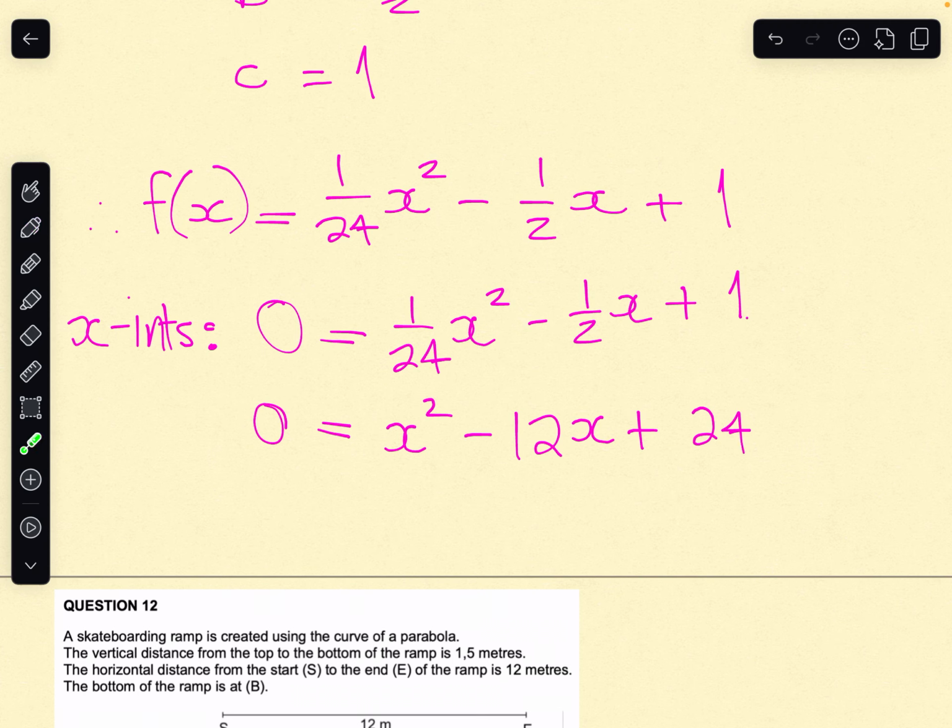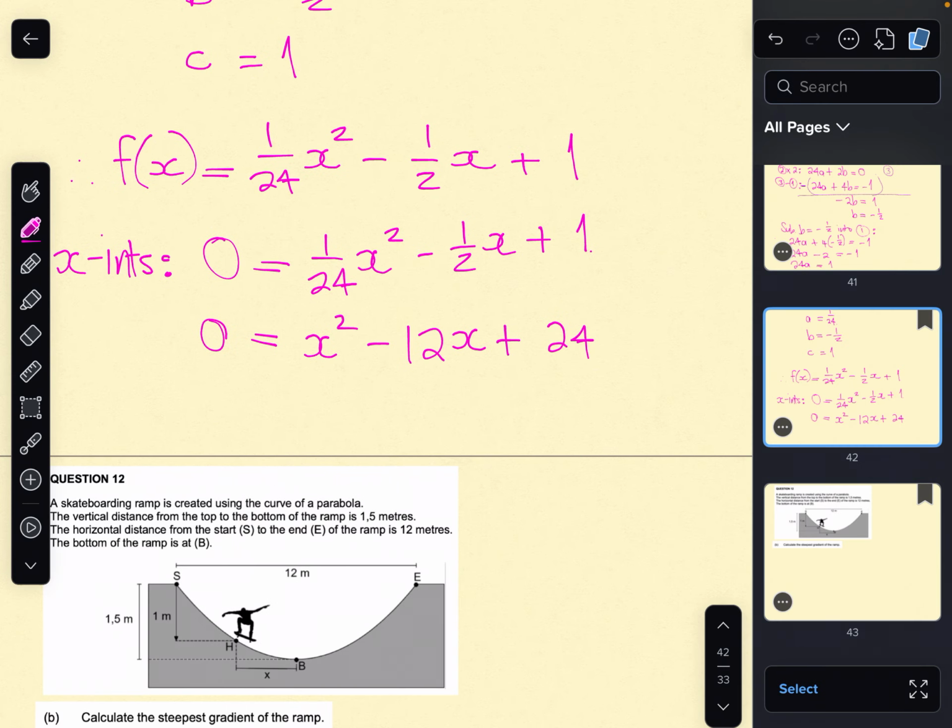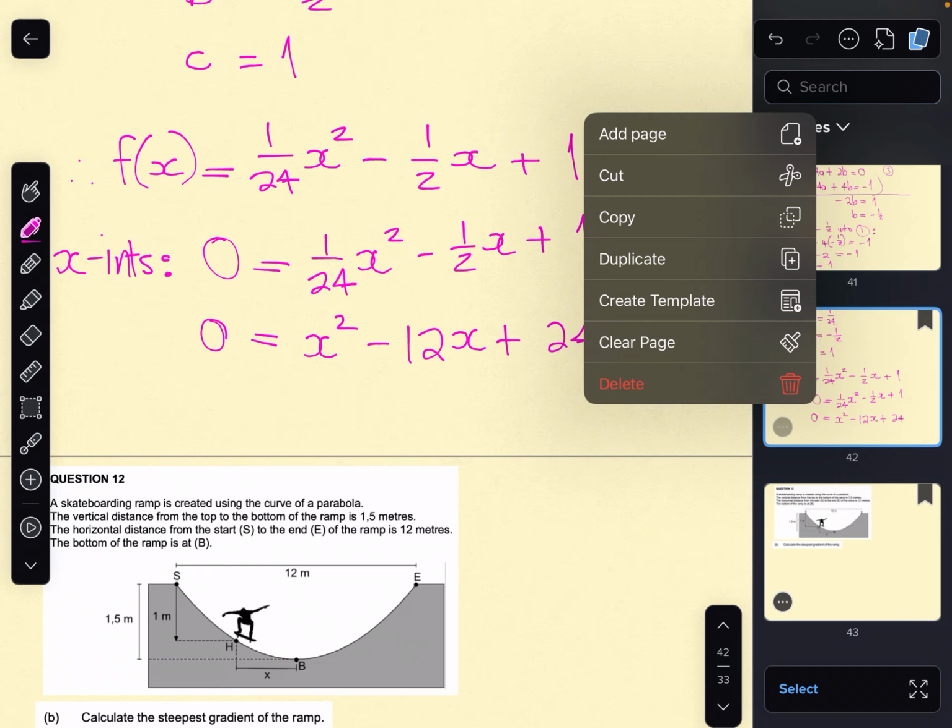Any factors of 24 that add up to 12, well, negative 12? I don't think so. We've got 1 and 24, 2 and 12, 3 and 8, which is pretty close but not good enough, and then 4 and 6, which is 10. So none of them work. So quadratic formula it is. For the first time in history.